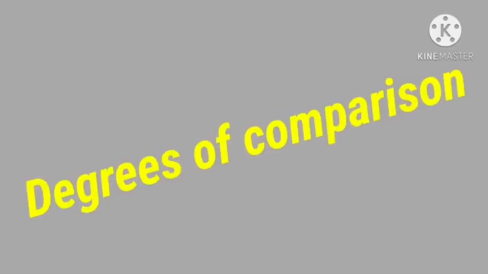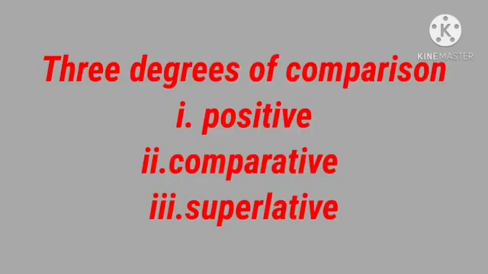When we use an adjective to compare the qualities of two or more nouns, we are using the degrees of comparison. Degrees of comparison means comparing the qualities of two or more nouns. The three degrees of comparison of an adjective are positive, comparative and superlative. What are the three degrees? Positive, comparative and superlative. Let's discuss them in detail.